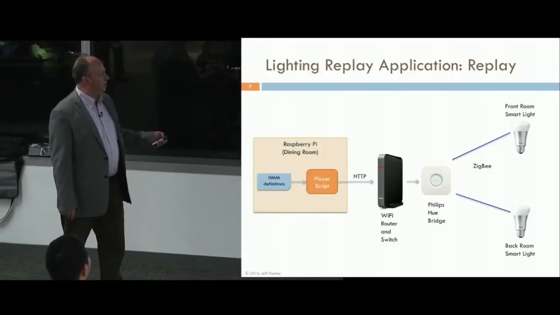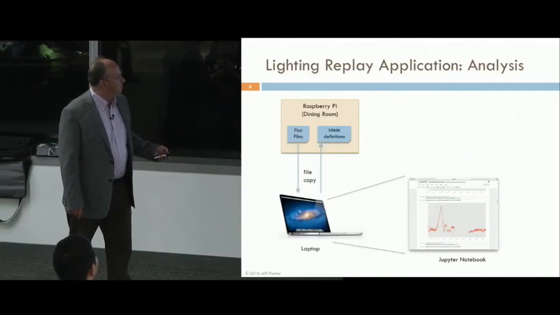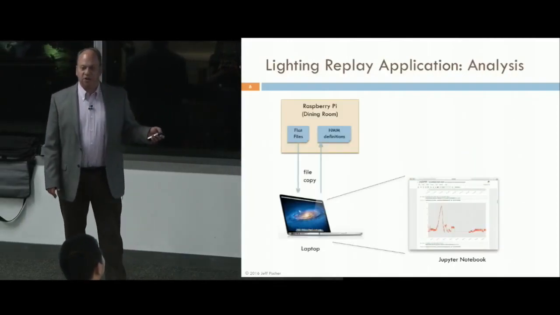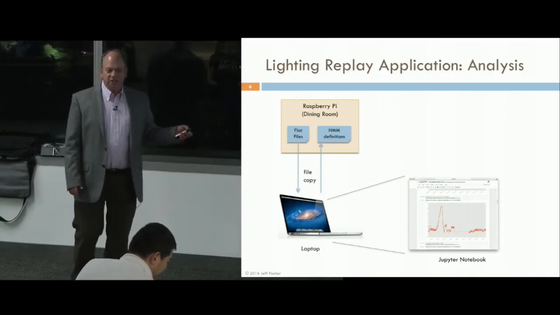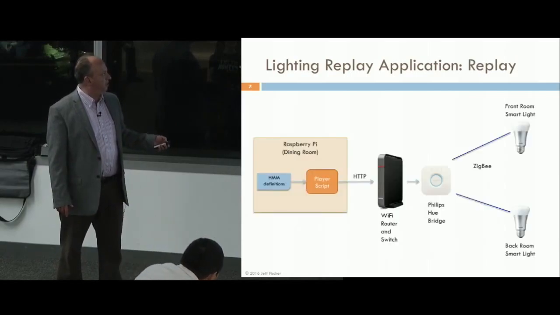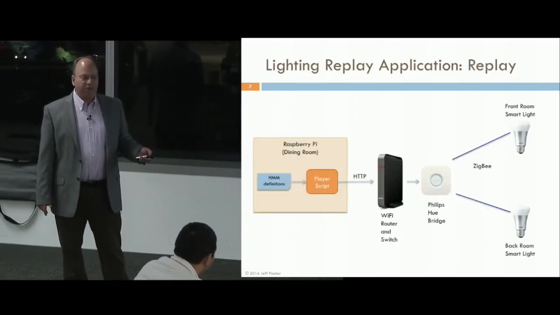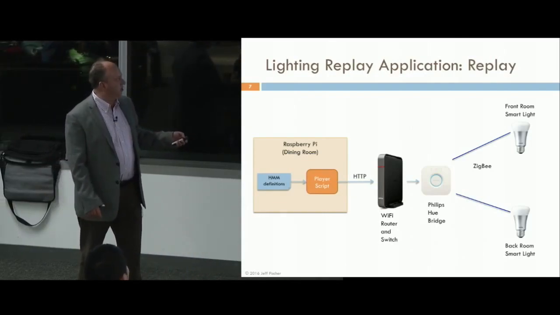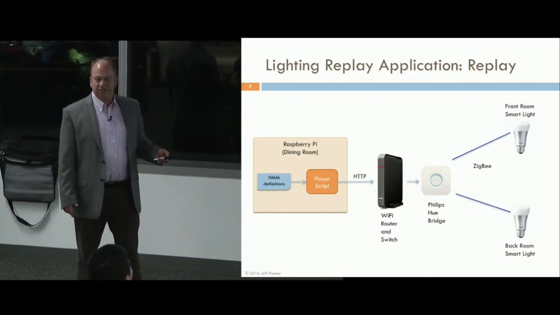And this is the replay application. So I'm using the Raspberry Pi. I should mention that the output of this whole analysis is some definitions of hidden Markov models, and I'll talk a little bit about what that is. That's then used to drive the playing script, which is like a 200-line Python script that's going to control these lights.